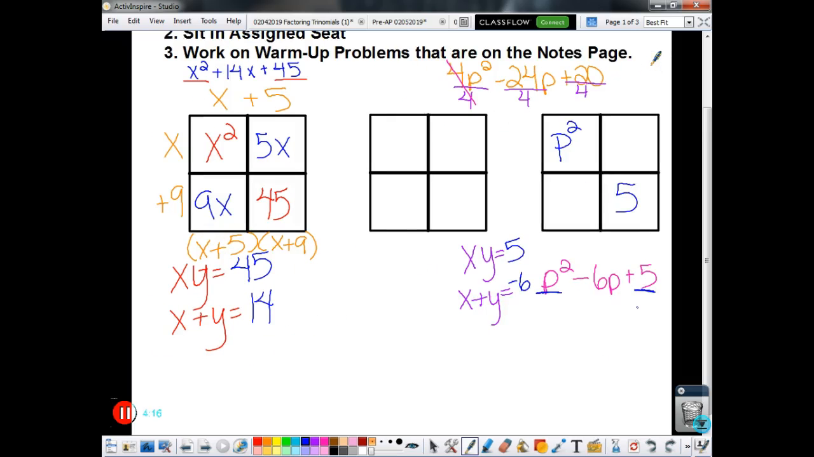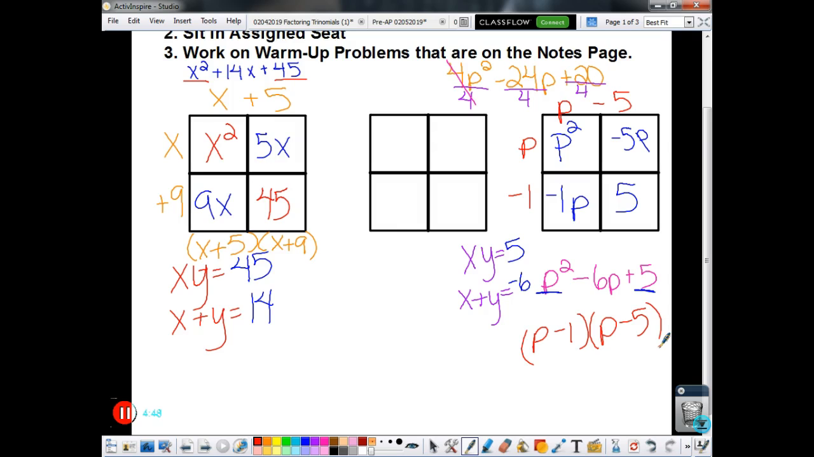Okay. Negative 5p. I was about to draw negative 1p. I was about to draw next here. Okay, so what times what gives me p squared? P times p. What times p gives me negative 5p? Negative 5. What times p equals negative 1p? Negative 1. So p minus 1 times p minus 5.